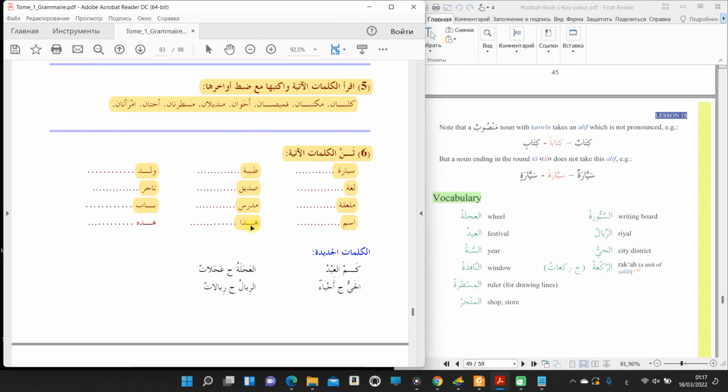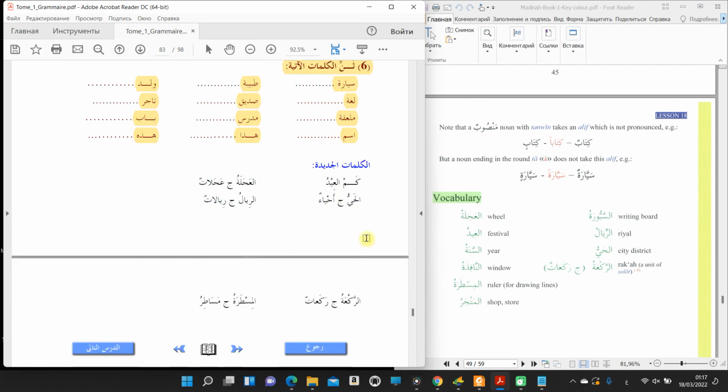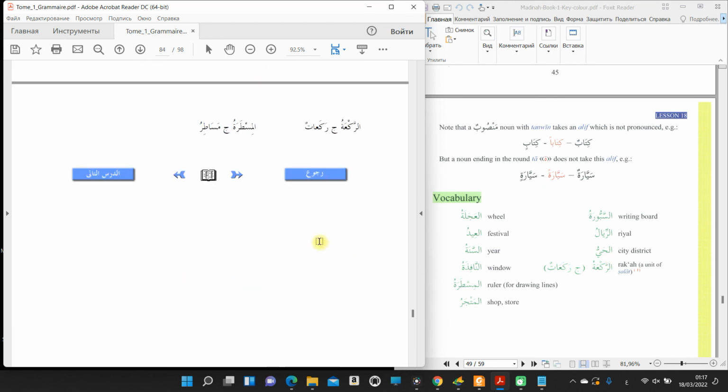هذا, هذان. هذه, هاتان. الكلمات الجديدة, new words. Well, all of these words, they are present here, so yeah, that's how it is.